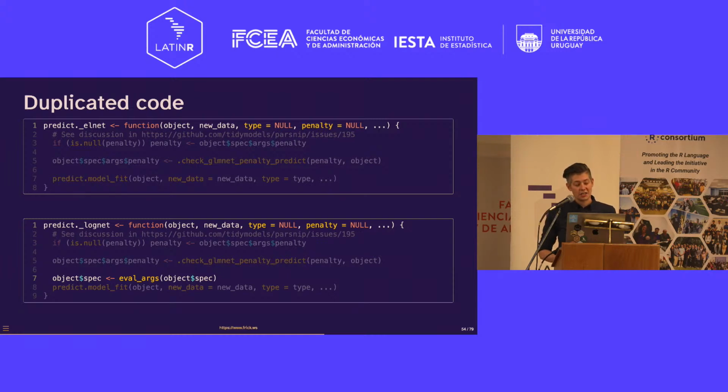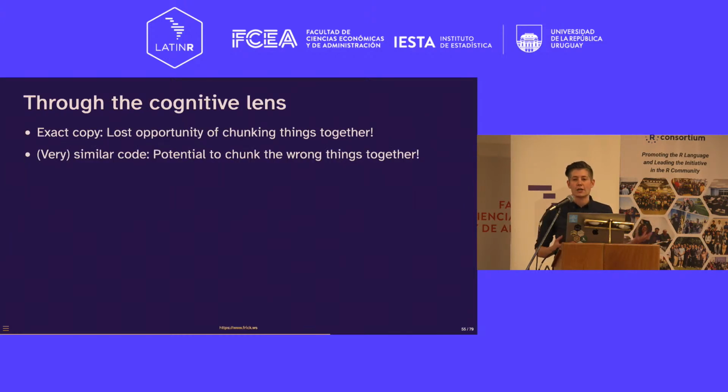Let's assume it does something useful. So these two functions do different things, probably slightly different things, but different things. And you are running the risk of thinking that they do the same, right? So if we're looking at the code smell of duplicated code through a cognitive lens, then it looks more like this. With the exact copy, that's a lost opportunity of chunking things together that belong together.